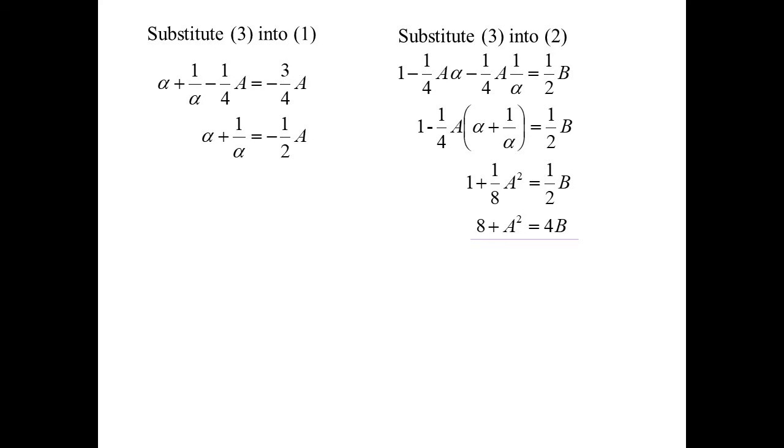All right, let's eliminate it out of the other one. If I substitute it into the second one, look what happens. I'll end up getting 1 minus a quarter a alpha minus a quarter a 1 on alpha is a half b. But here's what I did. I factorized the minus a quarter and I'm left with alpha plus 1 on alpha. We just said alpha plus 1 on alpha is minus a half a. So I'll substitute that in and I'll get rid of the fractions and the result drops out that they're looking for. 8 plus a squared is 4b.